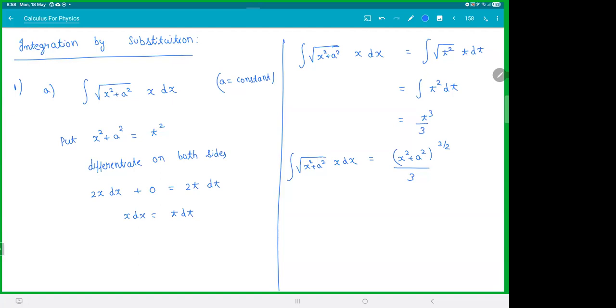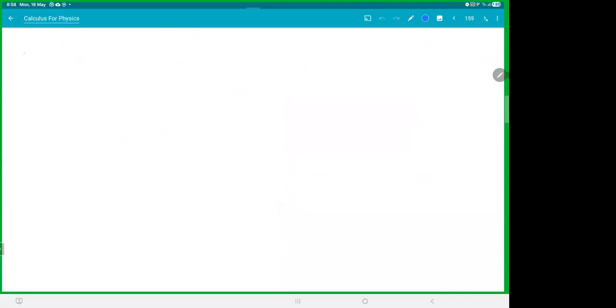Like, I'll show you one more variation of that. That I think you can write down. We will need that. Same thing. Suppose I have to integrate integral x dx by root over x square plus a square.